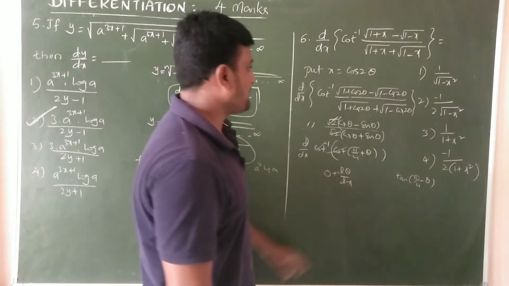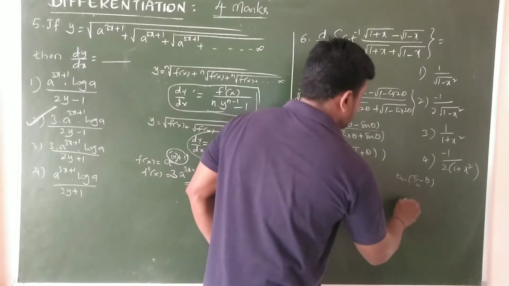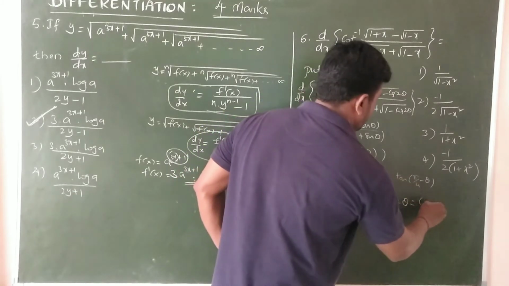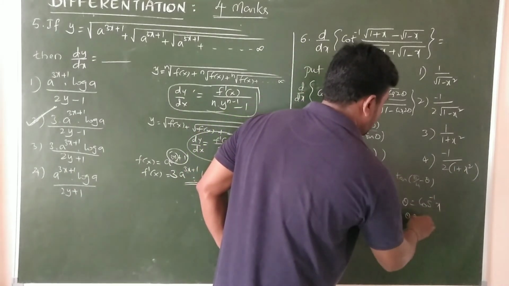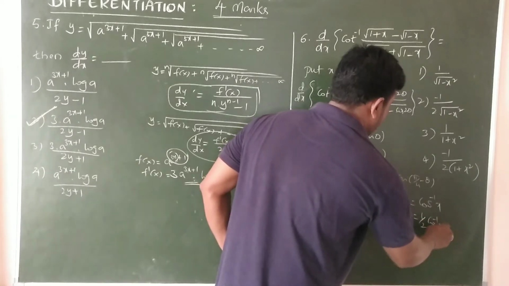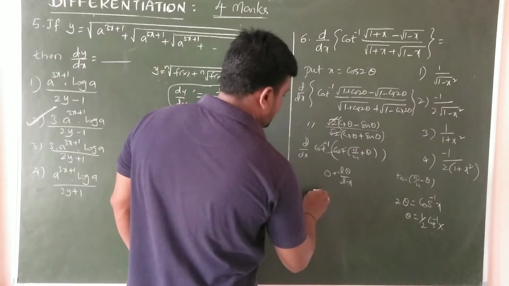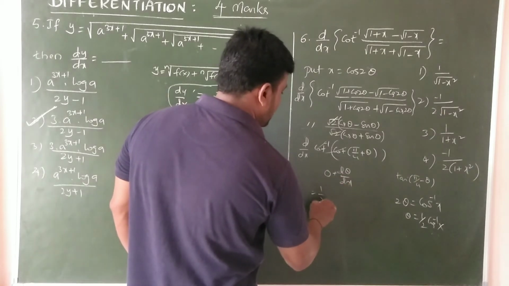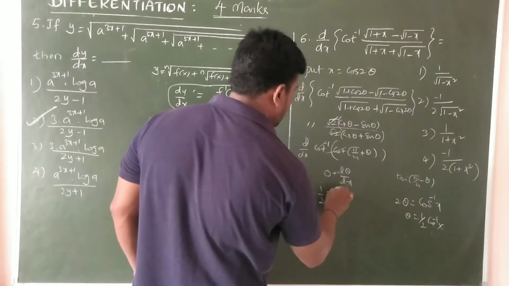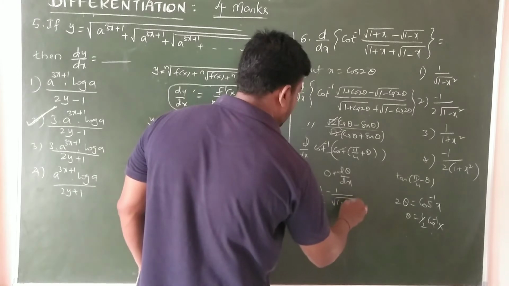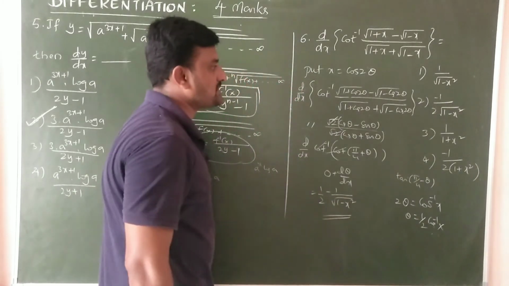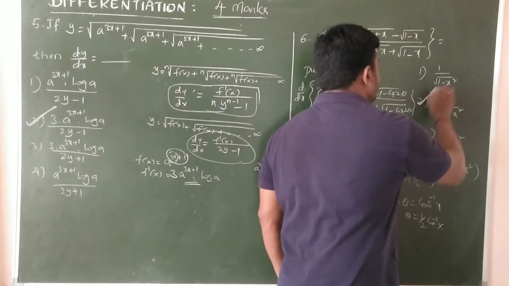Now then what about theta? Theta equals what? 2 theta equals cos inverse x. Then theta equals 1 by 2 cos inverse x. Okay, then d theta by dx equals differentiation of 1 by 2 cos inverse x, which is minus 1 by under root 1 minus x square. Okay, then which option? Second option.